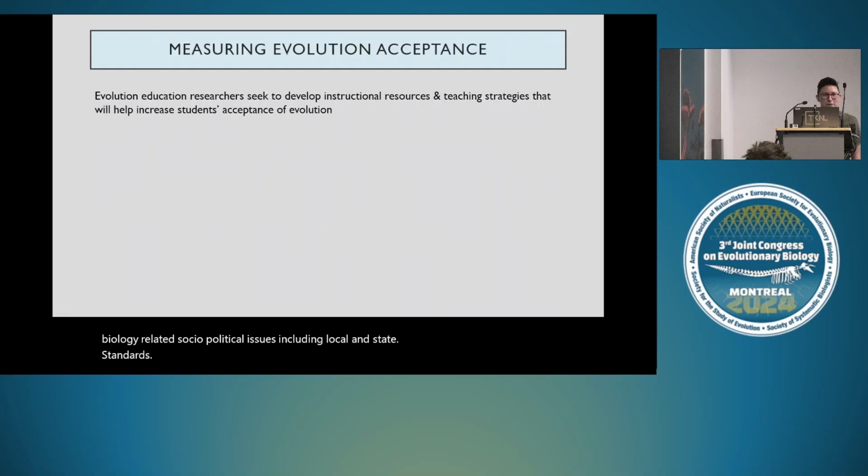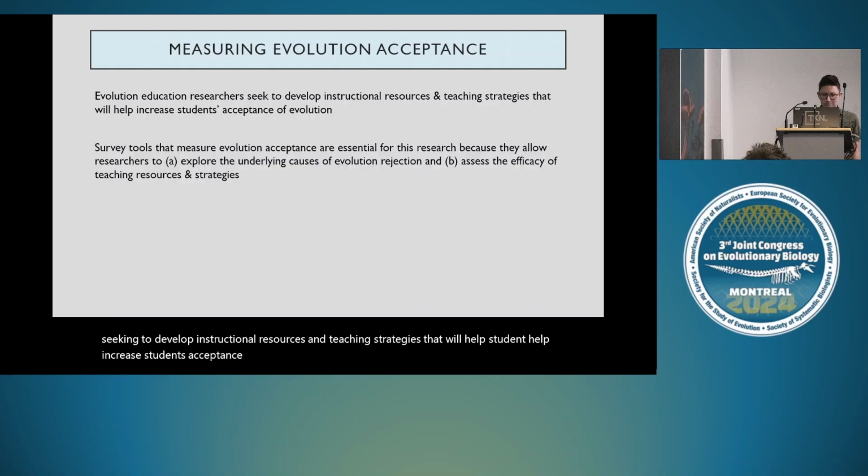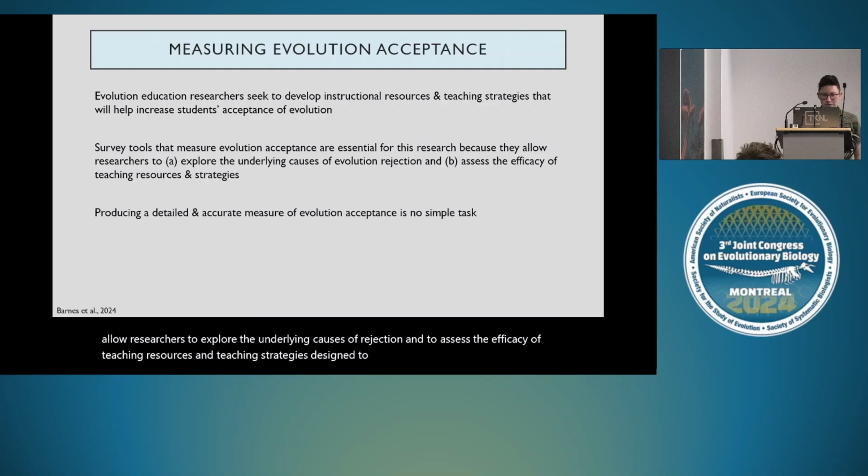So, given the importance of evolution acceptance, evolution education researchers have been seeking to develop instructional resources and teaching strategies that'll help increase students' acceptance of evolution. And survey tools that measure acceptance are essential for this research, because they would allow researchers to explore the underlying causes of rejection and to assess the efficacy of teaching resources and teaching strategies designed to increase acceptance.